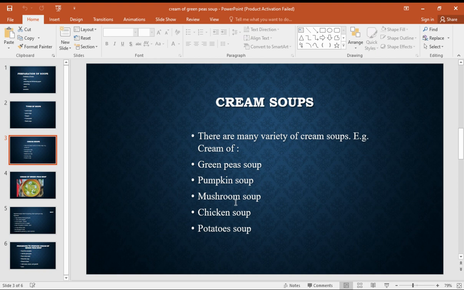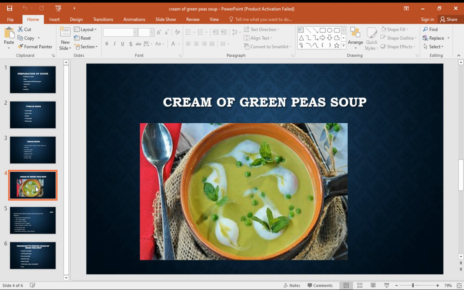We have pumpkin soup, mushroom soup, chicken soup, potato soup, we have broccoli. There are so many. Tomato soup, carrot soup. Under the cream soup, the major ingredient is the cream. Let me show you a picture of how cream soup looks like. This is cream of green pea soup. Can you all see it?